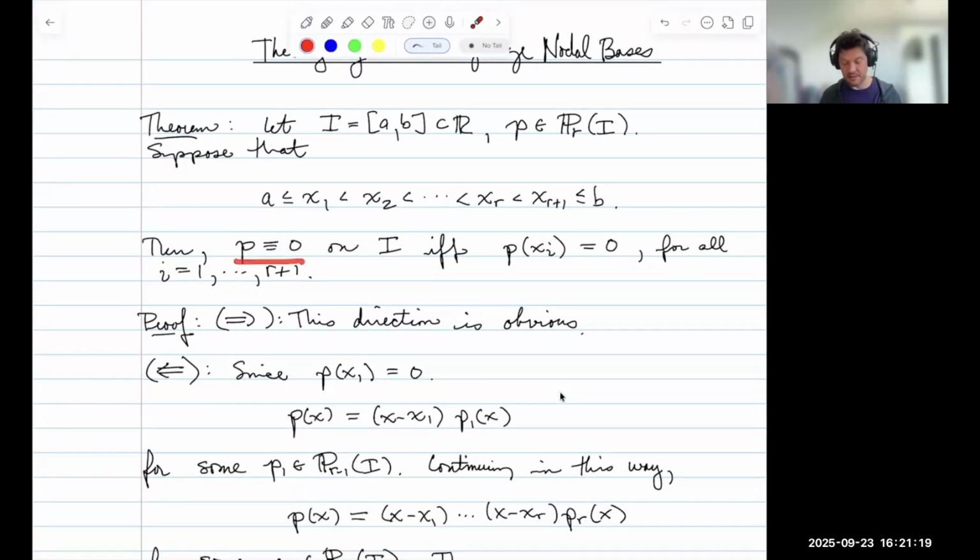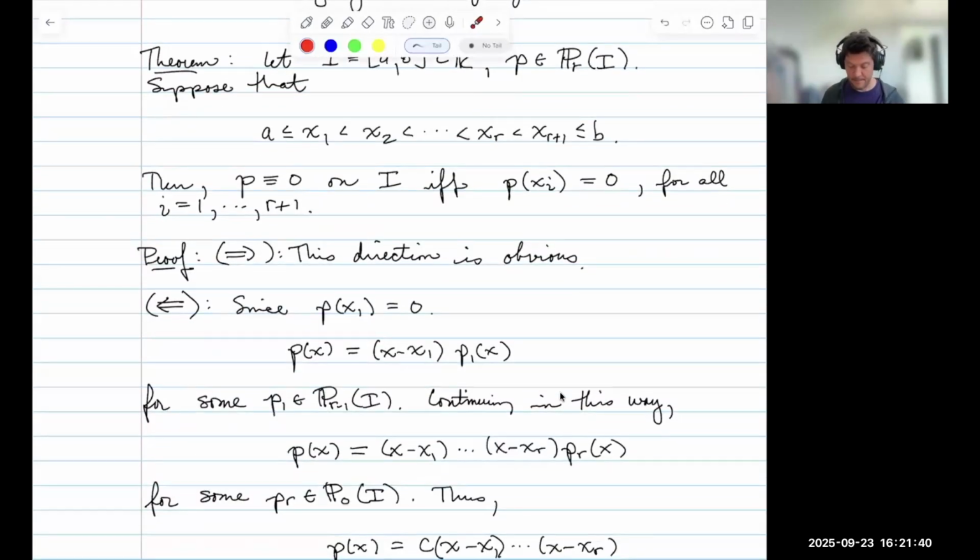Suppose that P is identically equal to 0. Well, if P is identically equal to 0, no matter what or how many points we evaluate it at, it's always going to yield 0, right? So if P is identically equal to 0, any point that we evaluate the polynomial at is going to yield 0. The harder direction is the other direction.